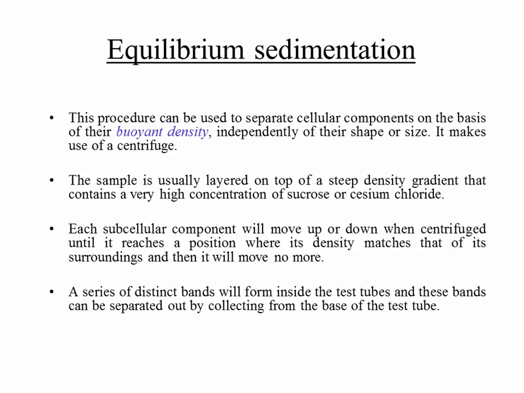Again, those chemicals have the necessary property, whatever is needed for this thing to be successful. So each subcellular component will move up or down when centrifuged until it reaches a position where its density matches the density of the surroundings. Remember, there is a density gradient that has been established. So where its density matches, it's not going to move. Again, a series of distinct bands will form inside the test tubes, and these bands can be separated out by collecting from the base of the test tube.